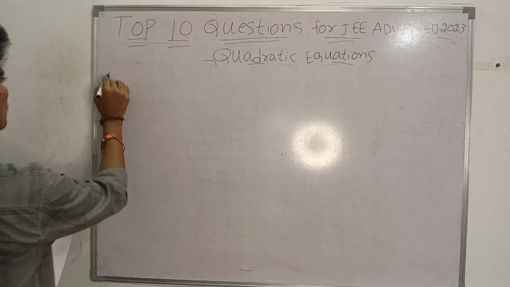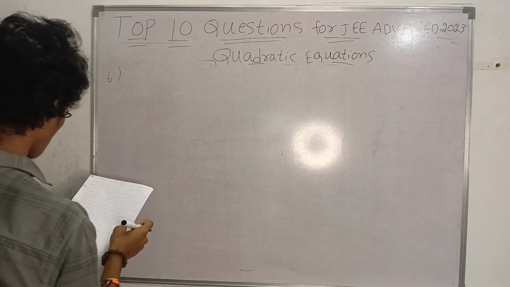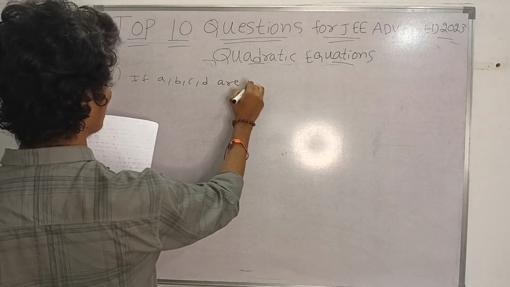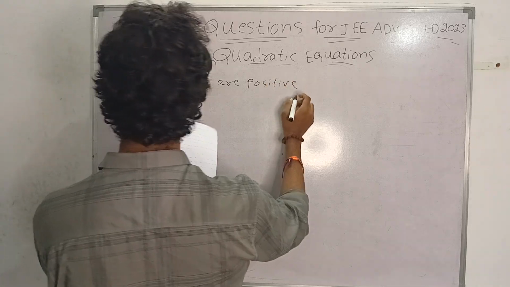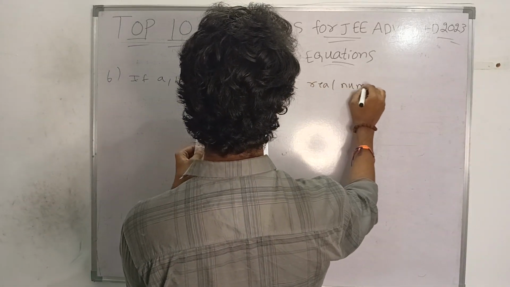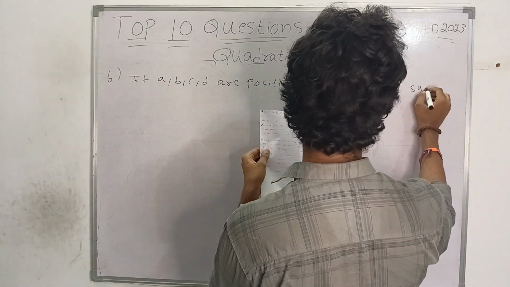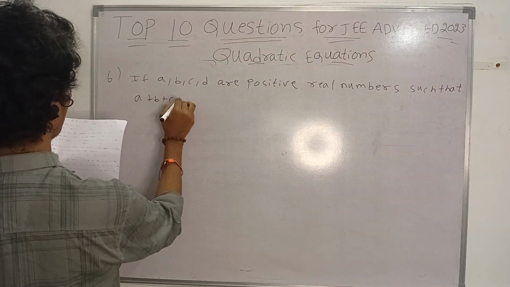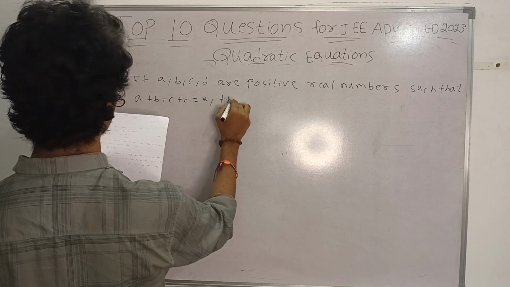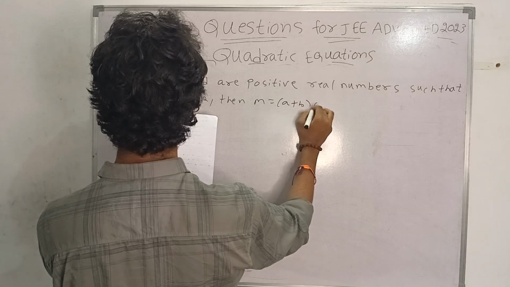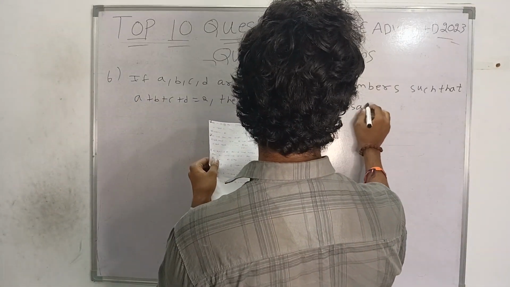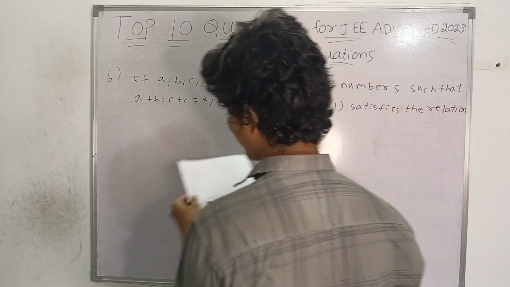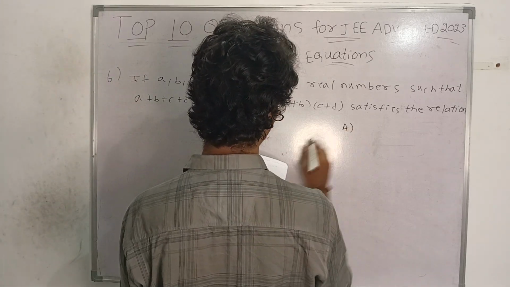The fifth question got completed. Now sixth question. Sixth question they given, if A, B, C and D are positive real numbers, such that A plus B plus C plus D equal to 2, then capital M equal to A plus B into C plus D satisfies the relation. We have to report the relation, what the relation is satisfying for the value of M.